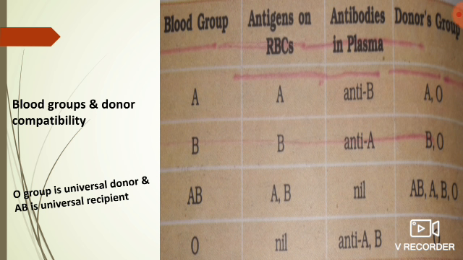After studying this table, we can consider O group as the universal donor and AB as the universal recipient. Universal donor means it can give blood to all persons of different blood groups. That means it can give blood to blood group A, B, AB and O. AB is universal recipient. Recipient means receiver. That means AB can receive blood from all persons of different blood groups, that is, from A, B, AB and O blood groups.